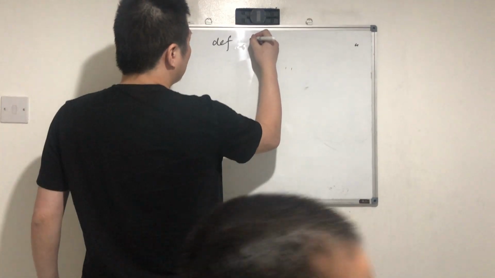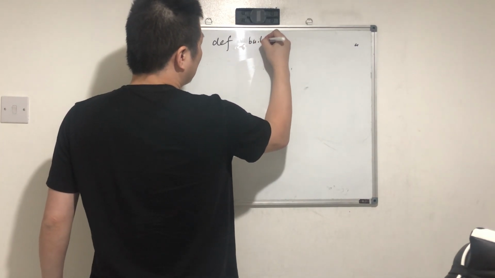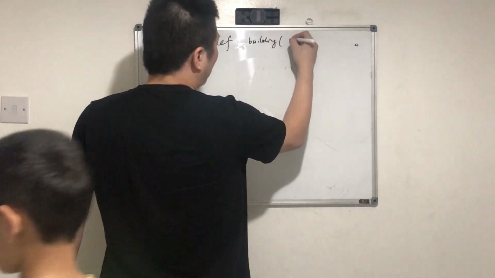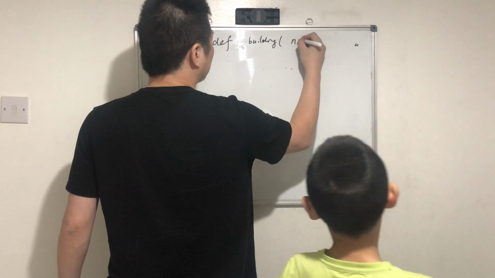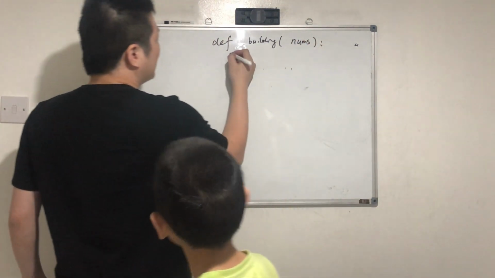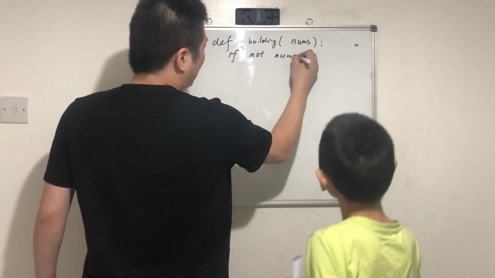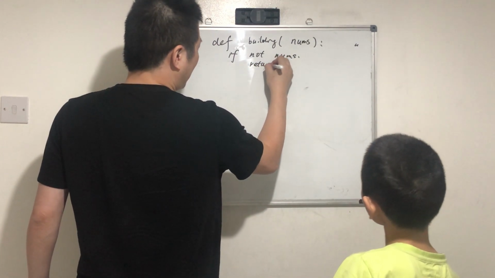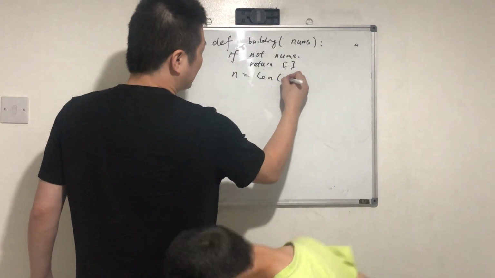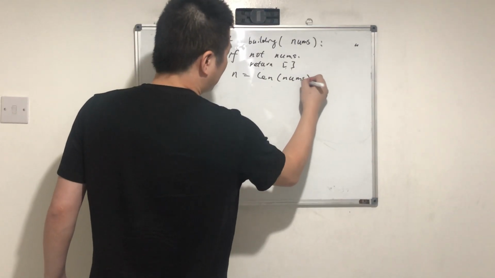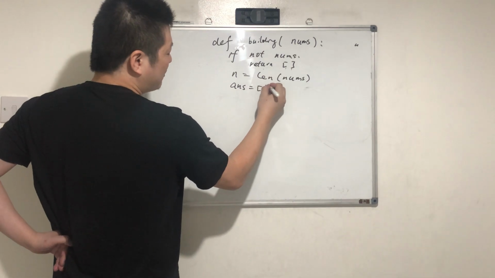Let's see, five buildings. If we are not given any numbers, then we just return an empty list. And then n will be the length of nums. Now look at this. We have the answer, and we want to return this in answer.